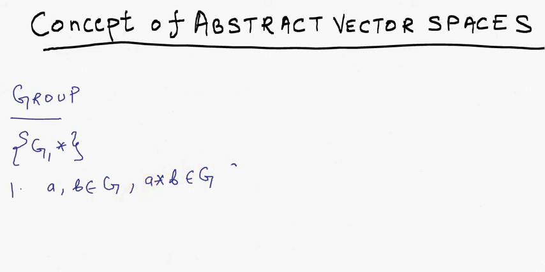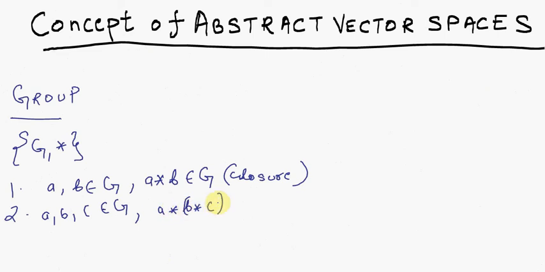This property is called the closure property. Number two is, if A, B and C are taken from the set G, then if I binary operate between B and C, and take its result and binary operate with A, it is the same as if I binary operate between A and B and take its result and binary operate it with C. This property is called the associativity property.